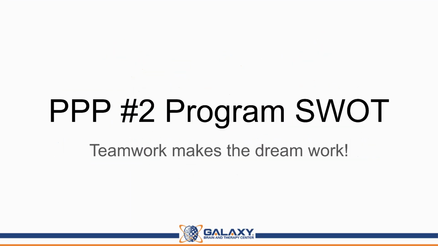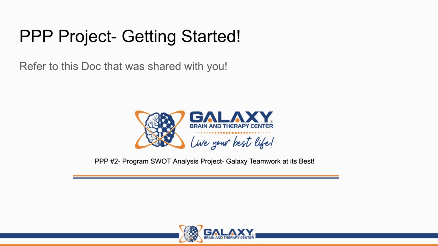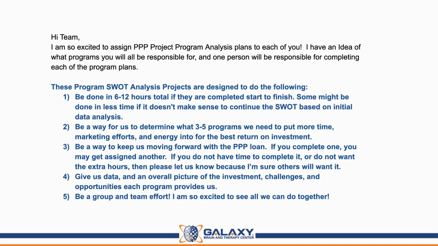This PPP number 2 program is our SWOT analysis of the 17 different programs that we think might be great opportunities for Galaxy. As we get going, you're going to refer to the document that will be shared with you. It's called PPP number 2 Program SWOT Analysis Project. That's the document we're going to be working from as a team, and within that document, there will be other docs and Google Classrooms that you will be working within.